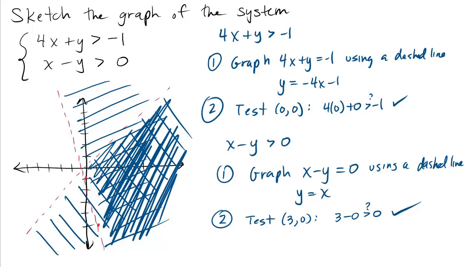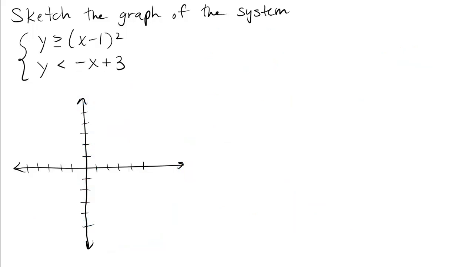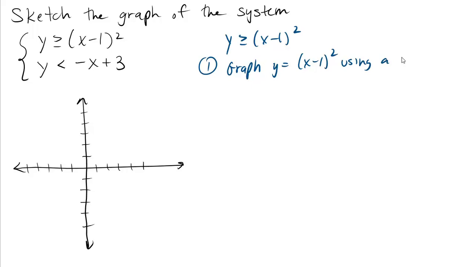Let's hit a couple more examples. Sketch the graph of the system y is greater than or equal to the square of x minus 1, and y is less than the opposite of x plus 3. Let's start with y is greater than or equal to the square of x minus 1. We're going to graph y equals the square of x minus 1 using a solid curve.